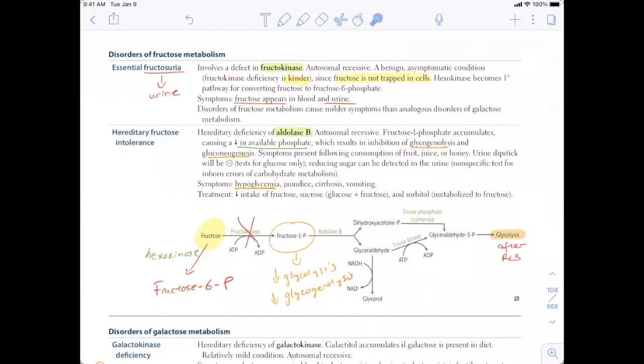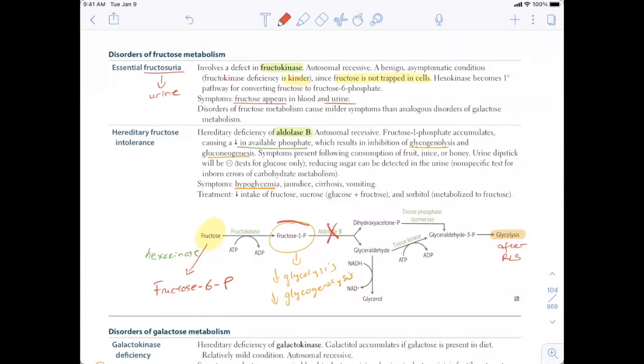Now, what about the one called your hereditary fructose intolerance? That is a more serious scenario, because this is a deficiency of your aldolase B. Both of them are autosomal recessive. Now, let me tell you what makes this one a problem. What makes this a problem is that when aldolase B is blocked, guess who's the first thing to accumulate?